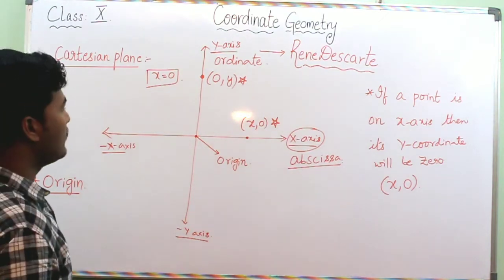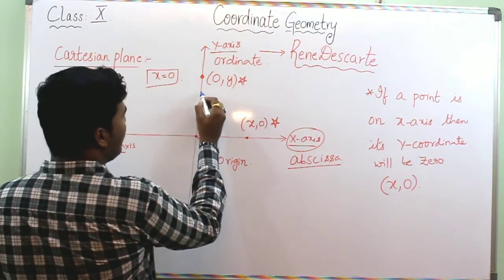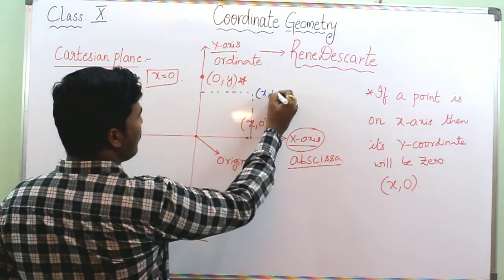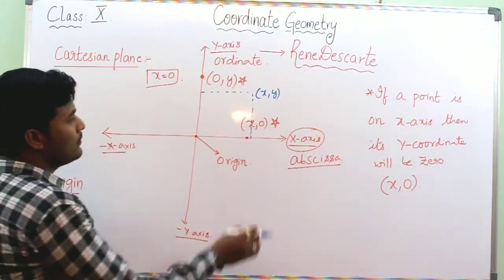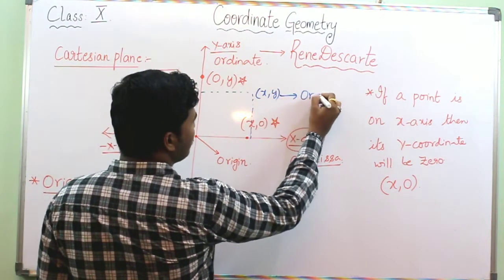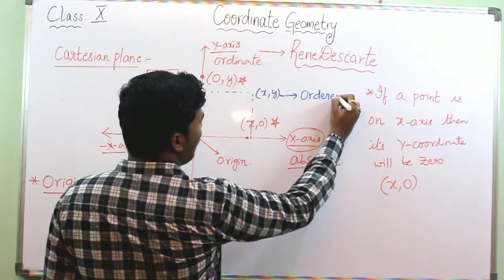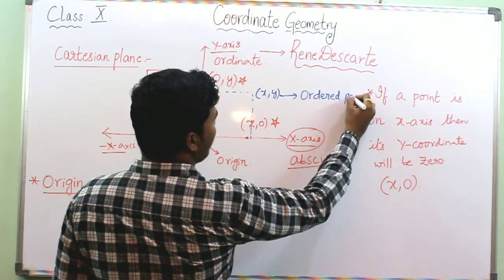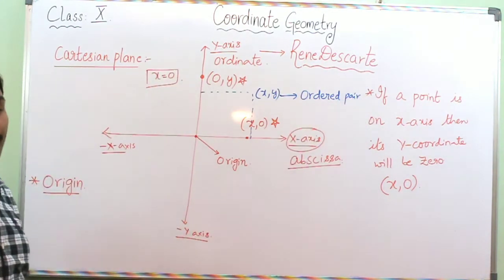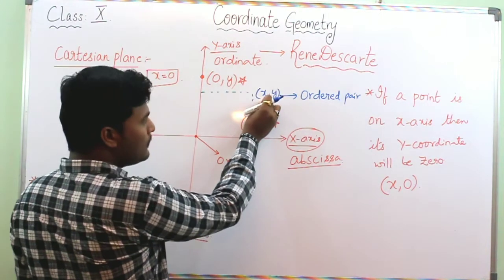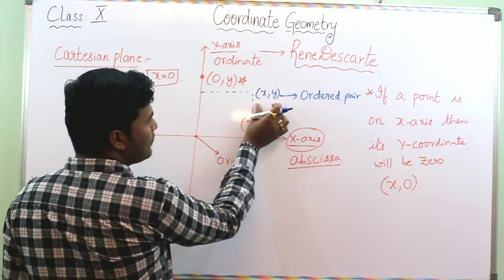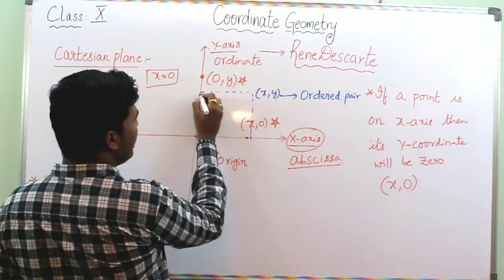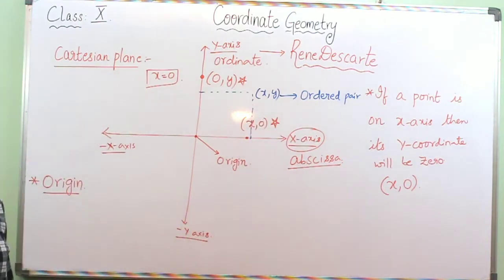Now the next one is, if I have a point in the plane, not on an axis, then it is represented as (x, y). This is called an ordered pair. In an ordered pair we have the x value first, then the y value. So it will have the x-axis point first, followed by the y-axis point.